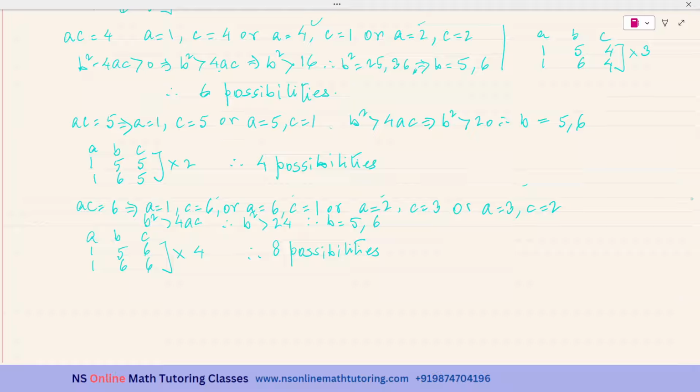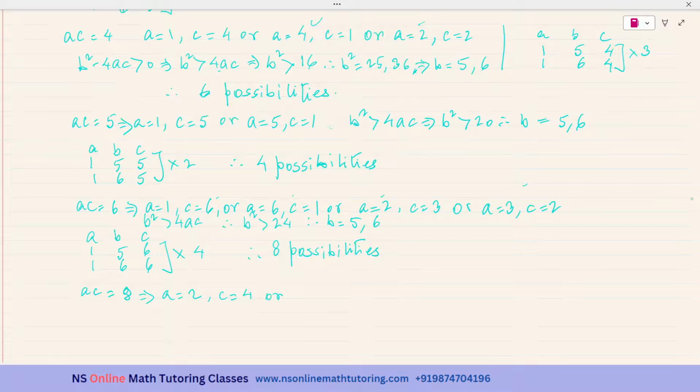Okay. So AC equal to 7 is not there. AC equal to 8. Oh, we have reached the last one. That's very good. 3, 4, 5, 6 and 8. Yeah. So I cannot take A equal to 1 and C equal to 8. That is not possible. So I have to go for A equal to 2 and C equal to 4.